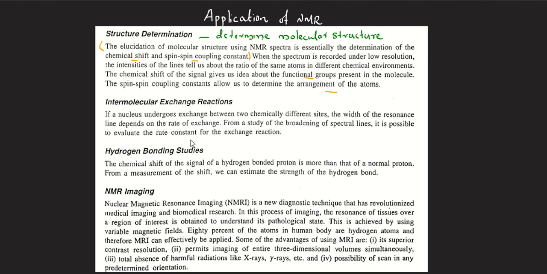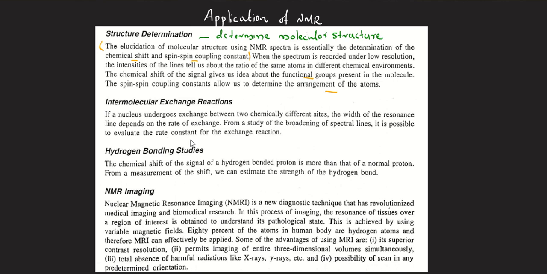Then the second application is you can use the NMR to determine the exchange reaction. That is, if a nucleus undergoes exchange between 2 chemically different sites, then the information about the exchange reaction can be obtained from NMR.